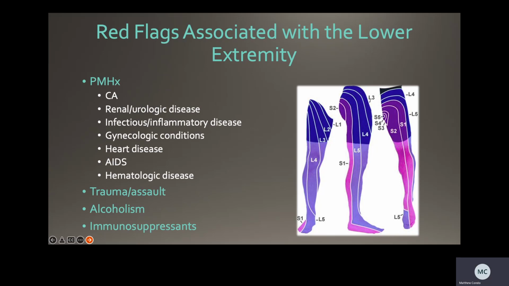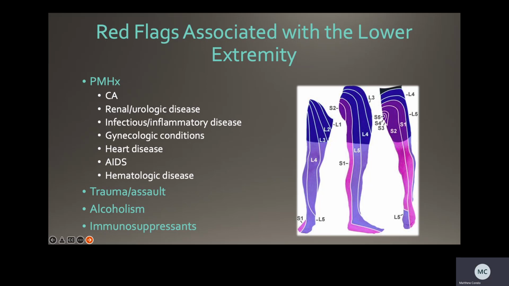So, red flags that are associated with the lower extremity, I cannot emphasize this enough: past medical history is so important. Does that person have a history of cancer? Remember what we've talked about all along throughout this course. The predictor of cancer is a history of cancer, right? That's the number one predictor.